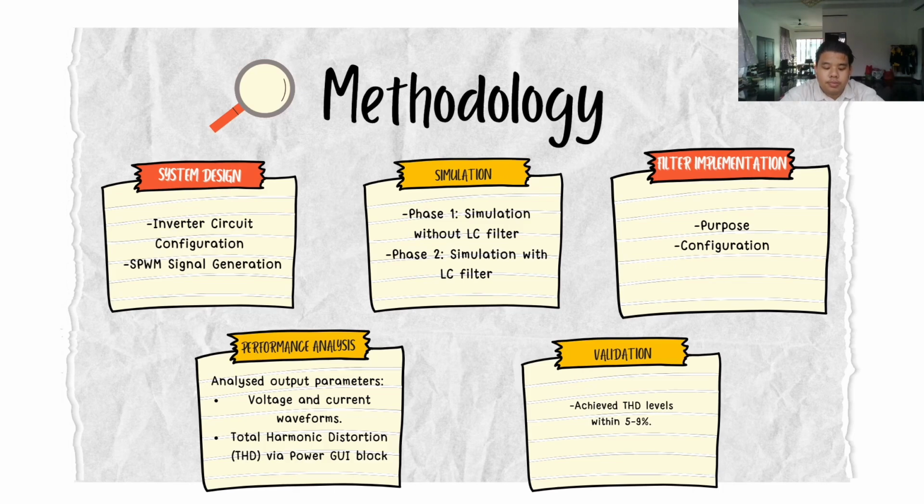For the last one, validation and compliance. To succeed in this project, we need to achieve a THD level within 5 to 9%.